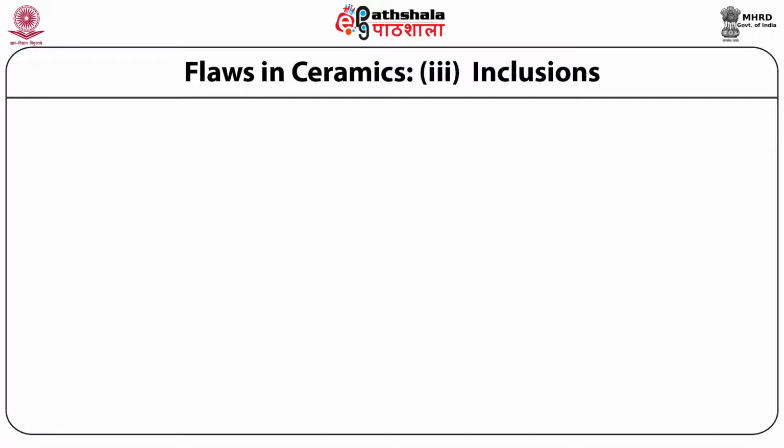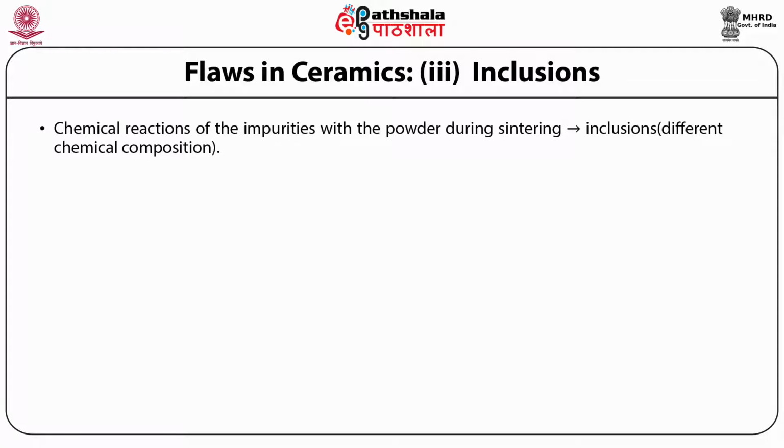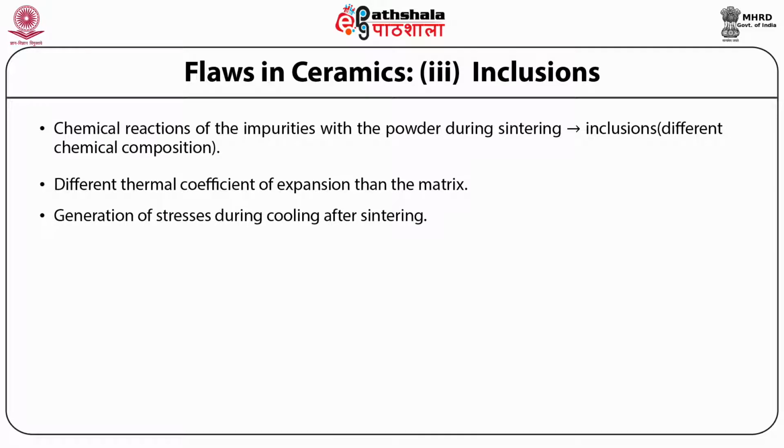Inclusions having different chemical composition than the matrix may form in a ceramic during sintering due to chemical reactions of the impurities with the powder. An inclusion will in general have a different thermal coefficient of expansion than the matrix. So on cooling from the sintering temperature, the two will contract to different amounts. Below a certain temperature, the stresses will not be able to relax, and so the flaws will form in a manner similar to the case of agglomerates.